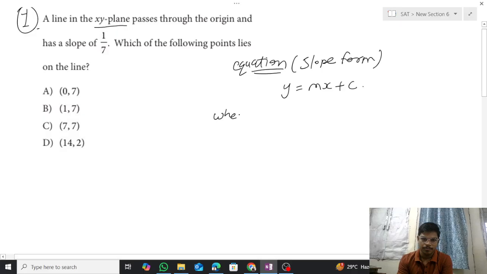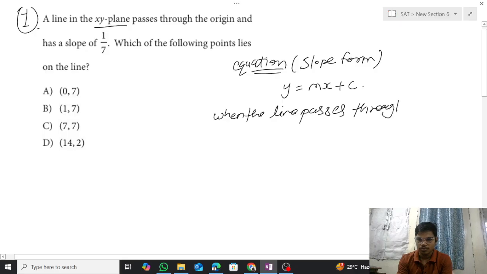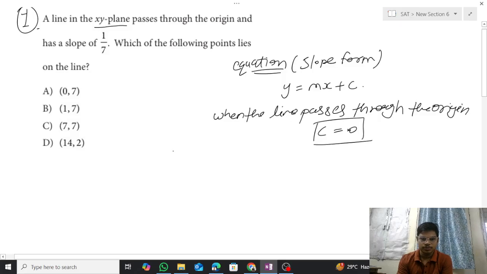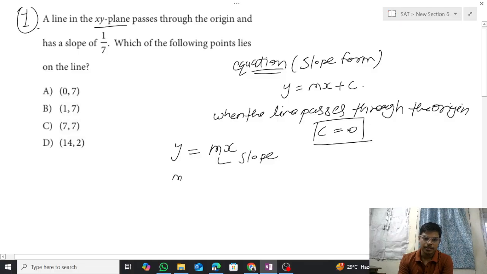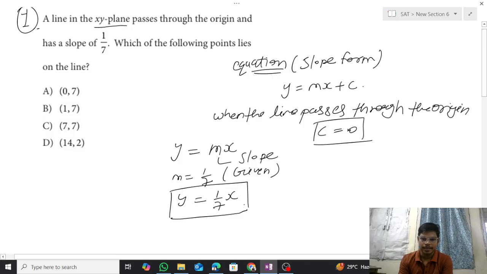When the line passes through the origin, c is equal to 0. So my line is passing through the origin, so my final line is y is equal to mx. But this m is the slope. If I put m is equal to 1 by 7, because this is given in the question, my equation is y is equal to 1 by 7 into x. Now this is my equation of the line.